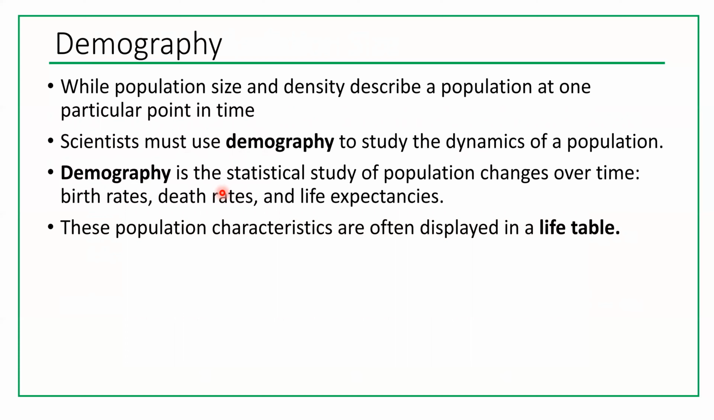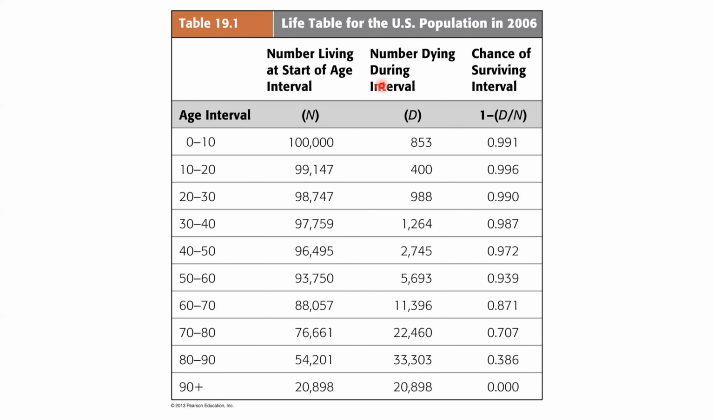So demography is statistical study of population changes over time. So scientists look at the birth rates, death rate, life expectancies, and this information is recorded in a table, and this table is called a life table. So here's an example of life table for human population. And it's a population in US in 2006. So you can have an idea how those tables are done.